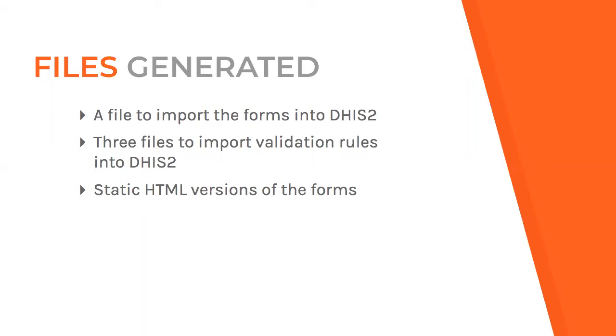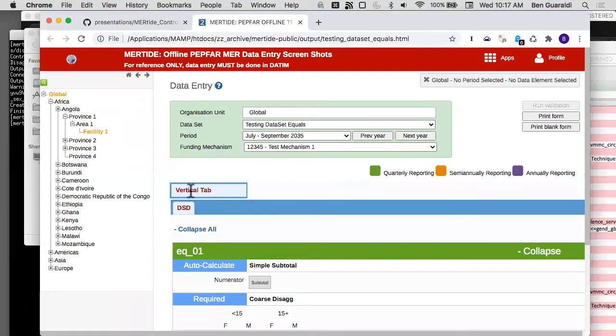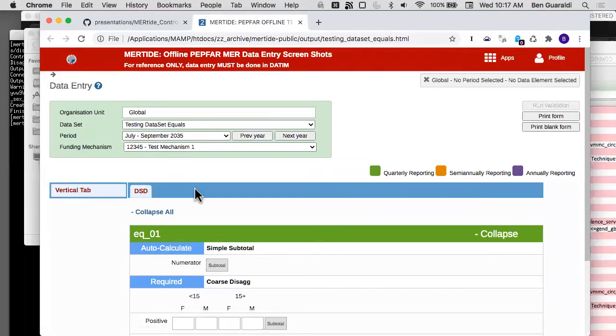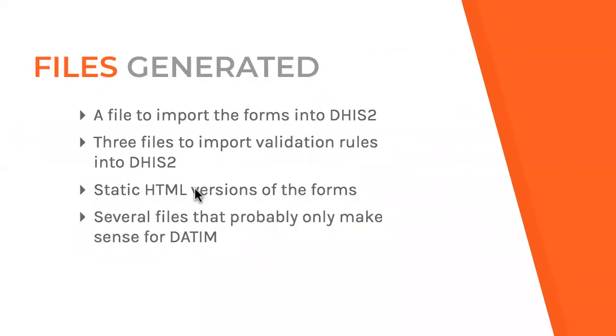And then it creates static HTML versions of the forms. And so we can see that right here, which can just load in your browser. And it's just one file. It's got all of the image assets and things like that pulled into it. And then it looks better if you do it here. So there's the vertical tab and the horizontal tab. And then it has a bunch of other files that probably only make sense for data that I'm not going to go into. And it also creates a log file.